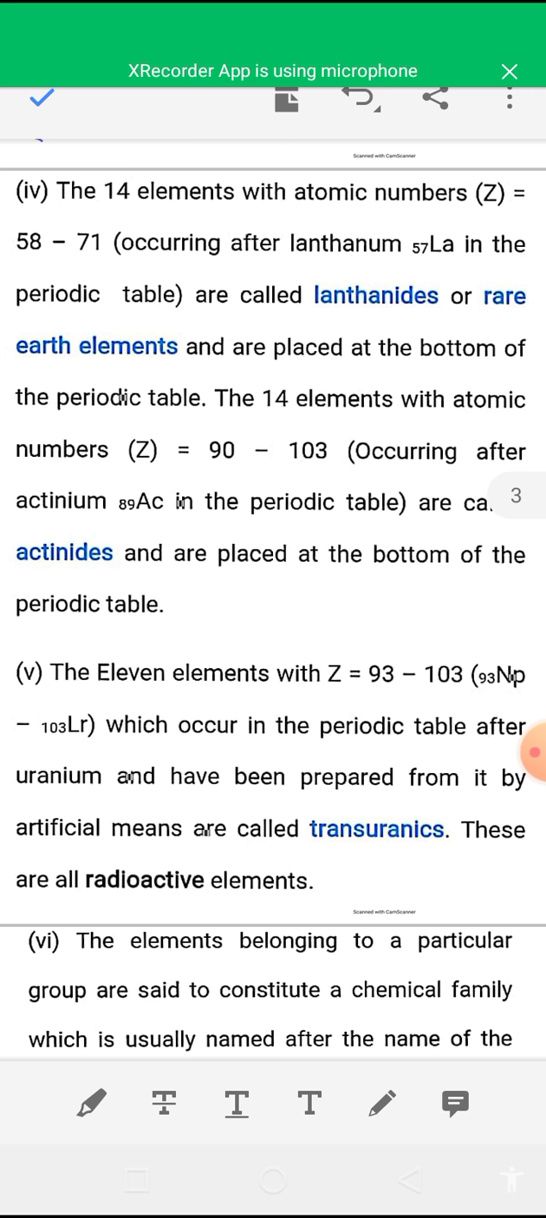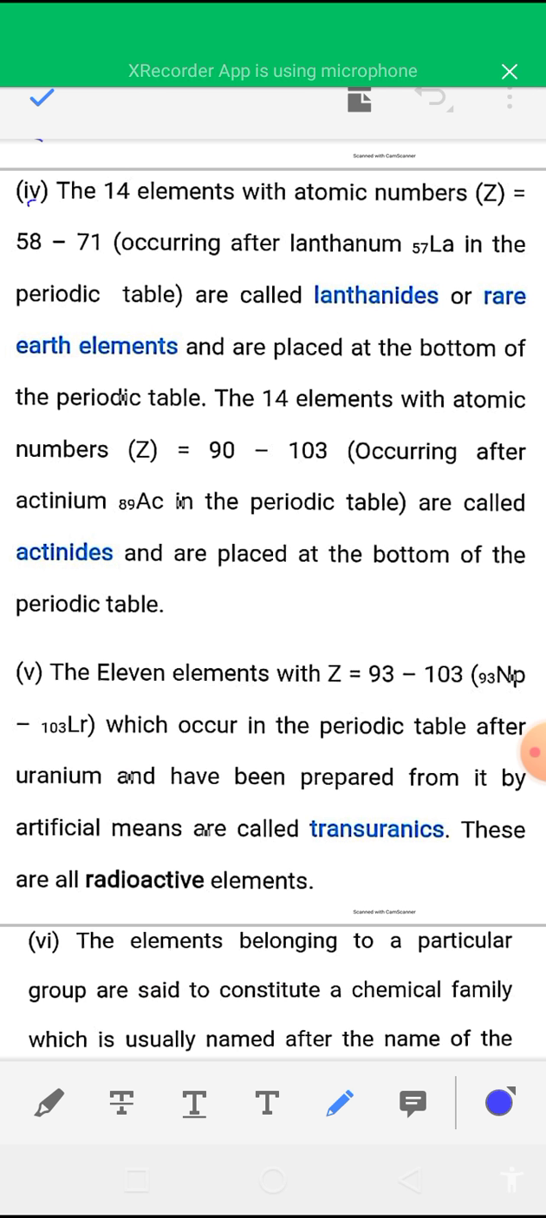Next, the 14 elements with atomic numbers 58 to 71, that is from cerium to lutetium, are known as lanthanides or rare earth elements, and these are placed at the bottom of the periodic table.